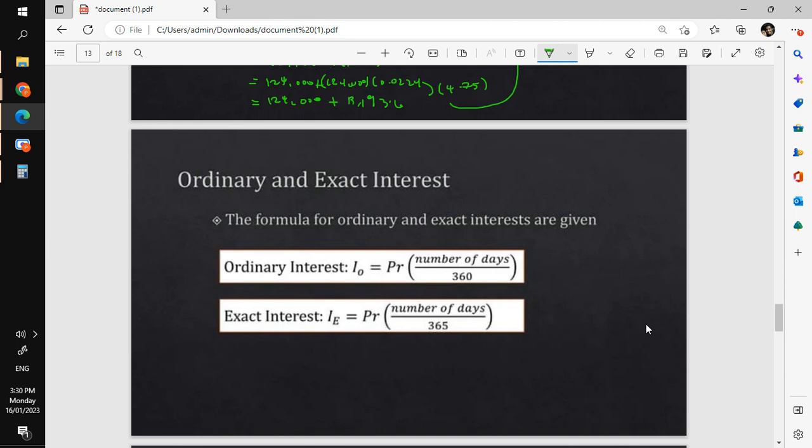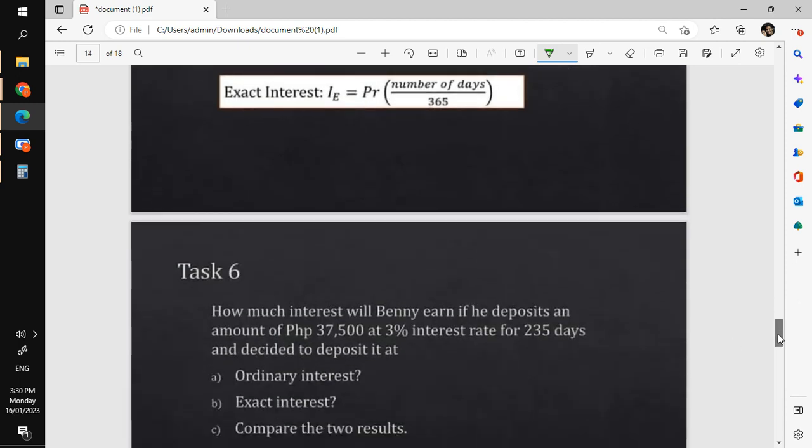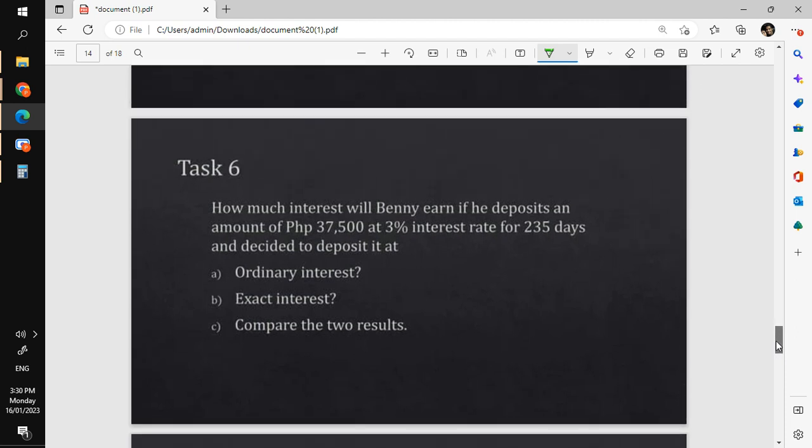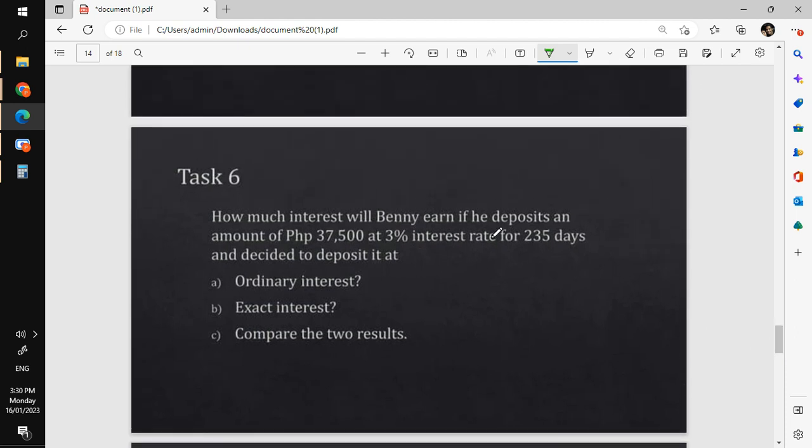Now we have two types of interest, the ordinary and the exact interest. The formulas for ordinary and exact interest are given by this. I sub O is equal to P times R times the number of days all over 360. The exact interest, I sub E, is equal to P times R times the number of days all over 365. So how much interest will Benny earn if he deposits an amount of 37,500 at 3% interest rate for 235 days, using ordinary interest and exact interest?